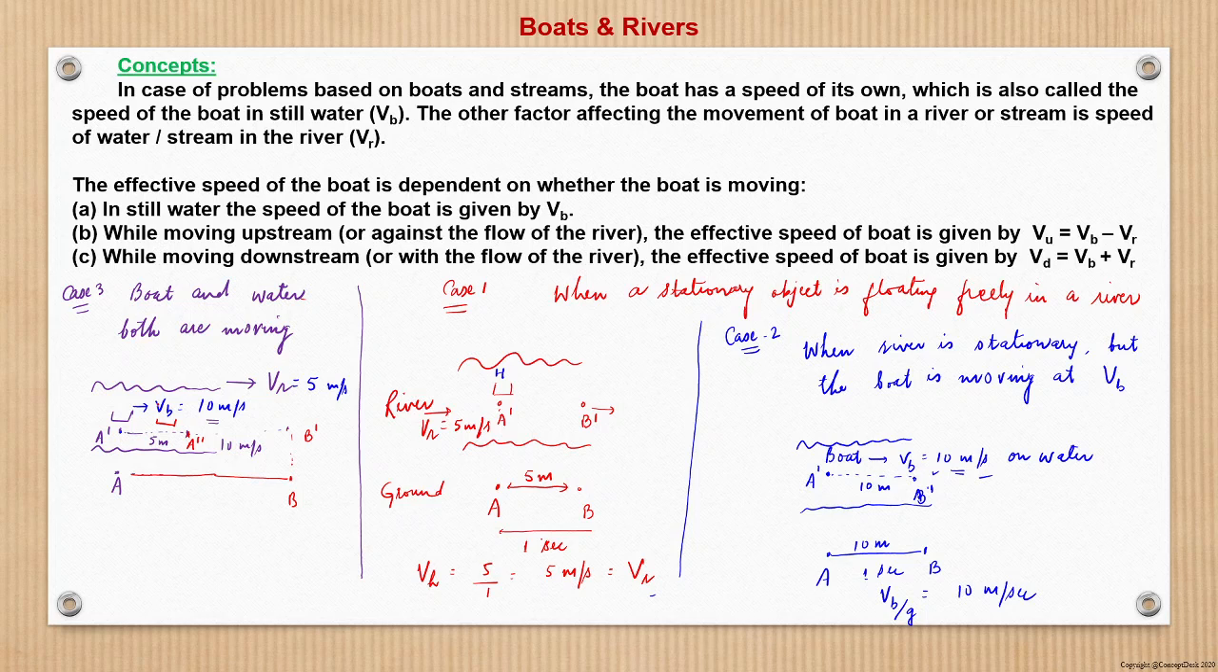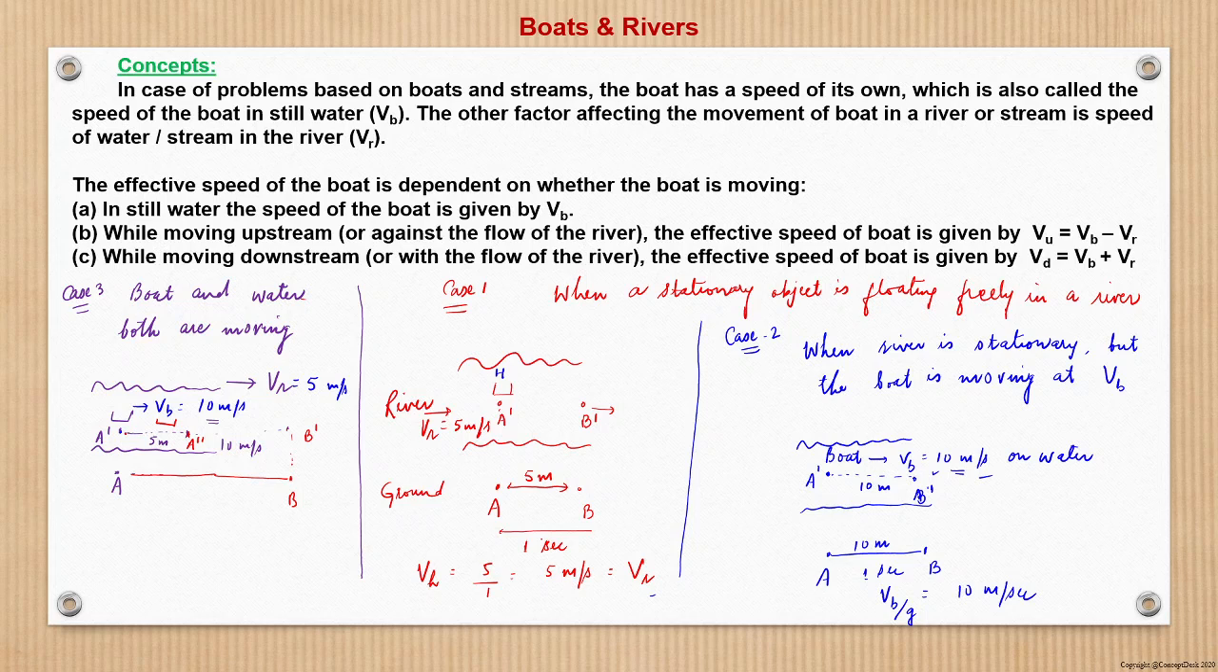And this VB would move with respect to point A double dash, because with respect to this point it will move 10 meter per second, meaning that the boat will catch hold of this point. Boat will not leave this point. With respect to this point, it will travel 10 meter per second, 10 meter.